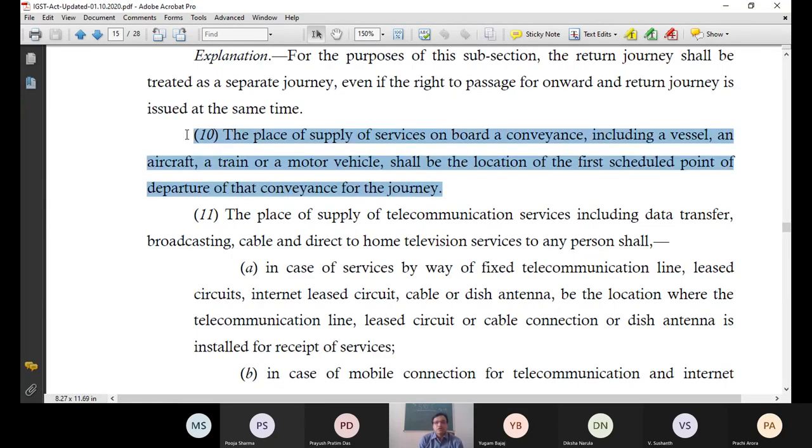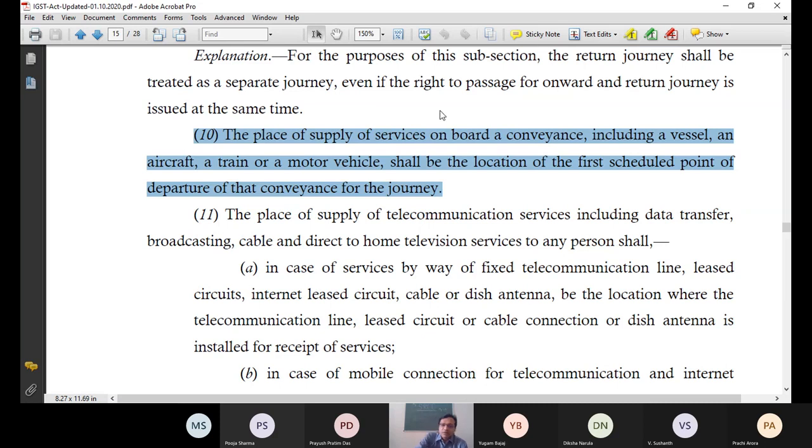This is what I am going to discuss now, because in the last lecture I have discussed section 12, subsection 8 and subsection 9. Now this is section 12, subsection 10. This is the next service. The place of supply of services on board a conveyance, including a vessel, an aircraft, a train or a motor vehicle, shall be the location of the first scheduled point of departure of that conveyance for the journey.